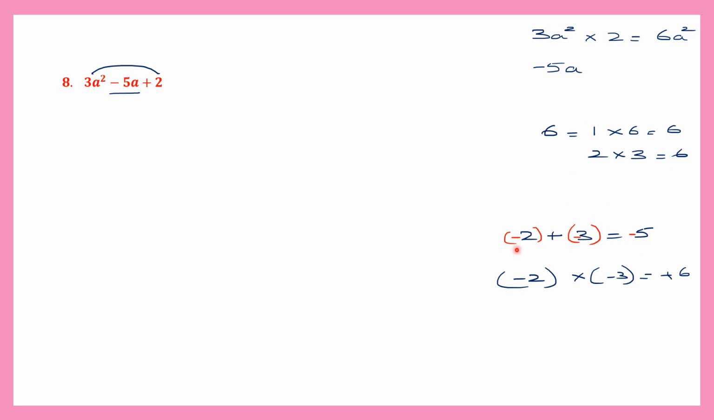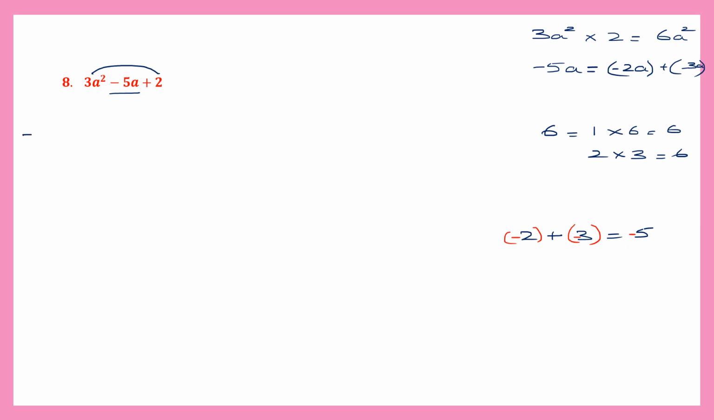So what are my two terms now? Two numbers that give me minus 5 when I add, minus 2 and minus 3, and those two itself when I multiply I get 6. So let's take these two numbers. So I can write it here. So minus 5a can be minus 2a plus minus 3a. So that will give me minus 5a. So we have split our middle term.